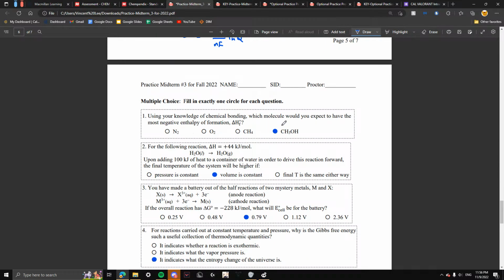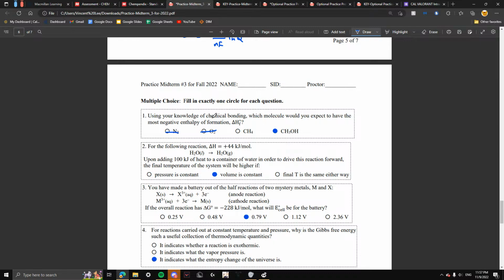Using your knowledge of chemical bonding, which molecule would you expect to have the most negative energy of formation, delta HF? Not this, not this, immediately, because they're both in their respective elemental states, and we know they're stable, because every time you take a breath, both of those go into your lungs, right?